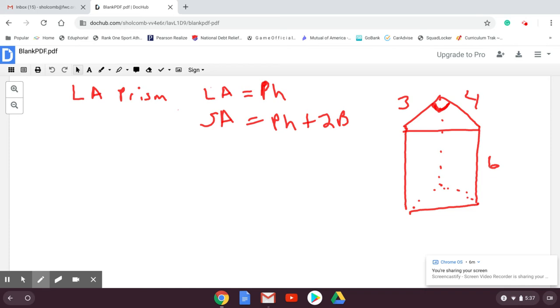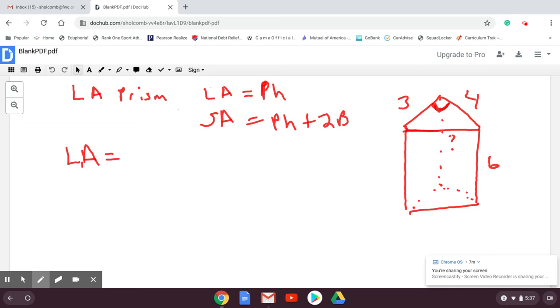So perimeter times height is the lateral area. So the lateral area is equal to PH. Well, the perimeter is just going to be the 3 and the 4, basically the perimeter of the base. So if we've got this 3 and this 4, the problem is we don't have that part of the base, right, or that part of the triangle right there.